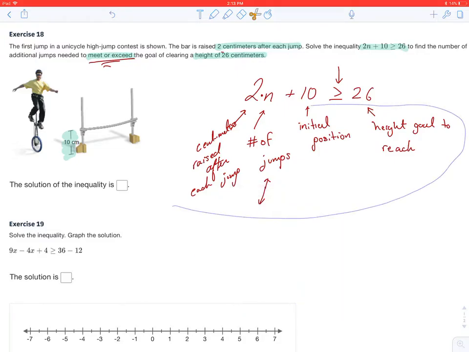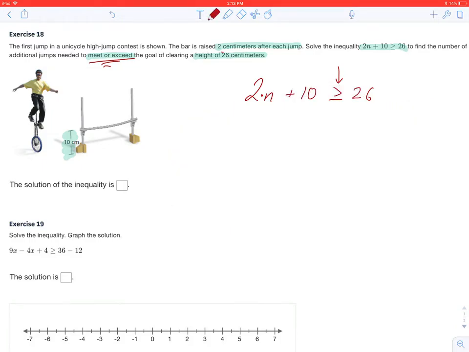And what they want you to do, though, isn't to set up the inequality. That would have been really nice, but they want you to solve the inequality. So they want to determine, what does n have to equal, or how many jumps have to occur so that we reach our goal. Well, this is a 2-step inequality, so to solve this out, what we need to do is get the n by itself. I don't see a negative number attached to my variable, so I'm going to leave the sign the same. And you're going to solve out, what does n have to equal so that we get a height of 26 centimeters or higher than 26 centimeters. So how many jumps have to occur?